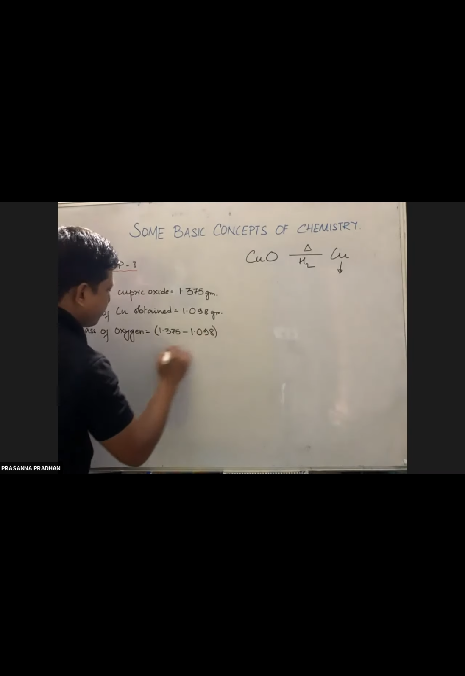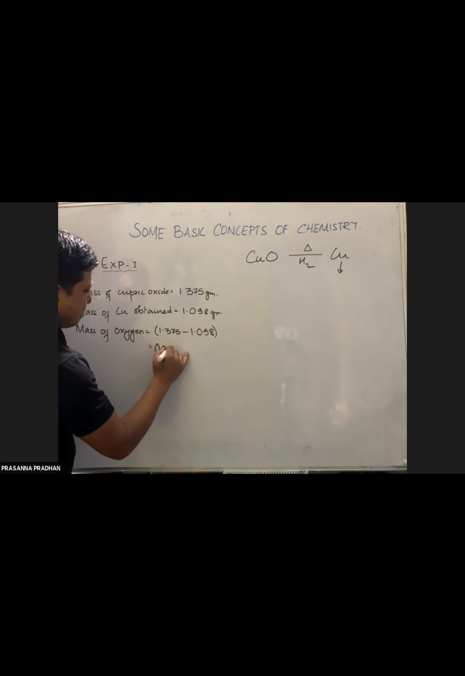0.277 gram. Okay. So what is the ratio of mass of copper and oxygen in obviously cupric oxide?